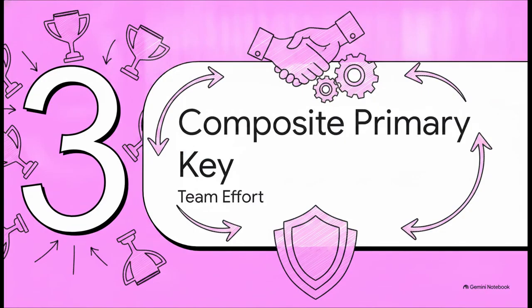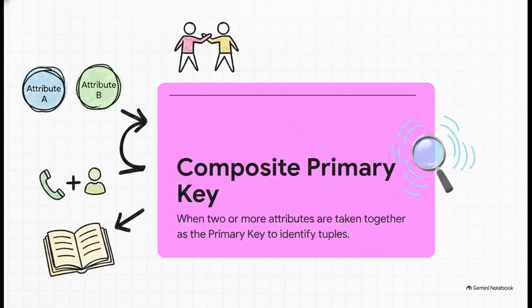All right, Section 3, the composite primary key. This is all about team effort. What happens when one winner just isn't strong enough on its own? We're shifting our mindset now from competition to collaboration. Sometimes teamwork is absolutely required. When no single attribute can uniquely identify the tuples, two or more attributes are taken together as the primary key. By combining forces, they successfully identify a tuple. Think of it like needing both your first name and your phone number to find exactly you in a massive global directory. That powerful combination, that's your composite primary key.